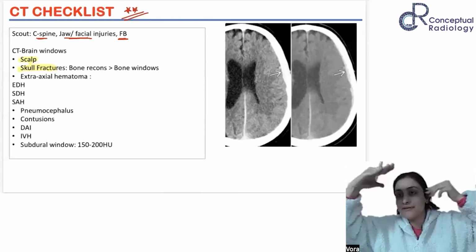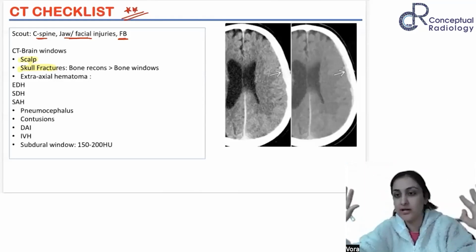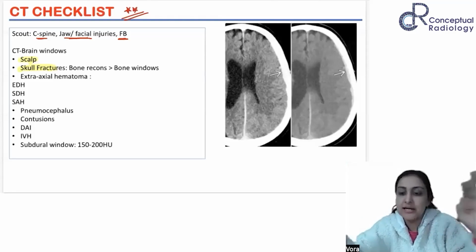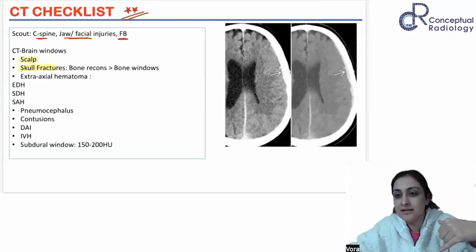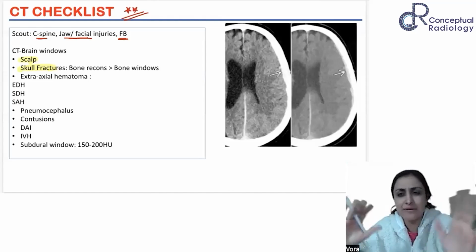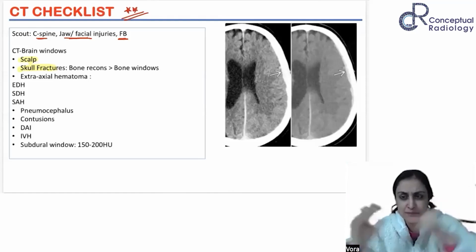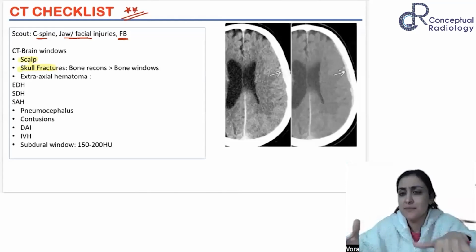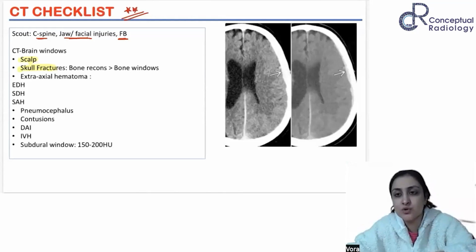So angled 5 mm sections are acquired for a head CT usually. Then what we do is make thin recons. So usually 2.5 mm recons are made in most CTs, in most hospitals. Sometimes if you want thinner recons, if you're suspecting a skull base fracture, you can request the radiographer that I want 1.5 mm thin recons.